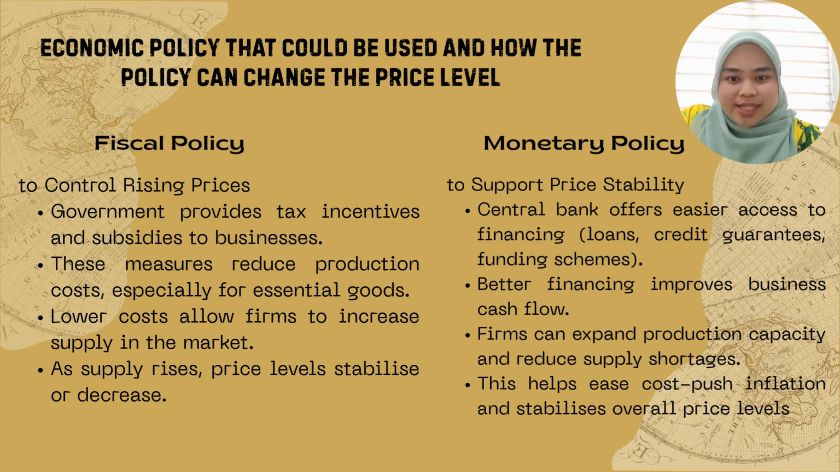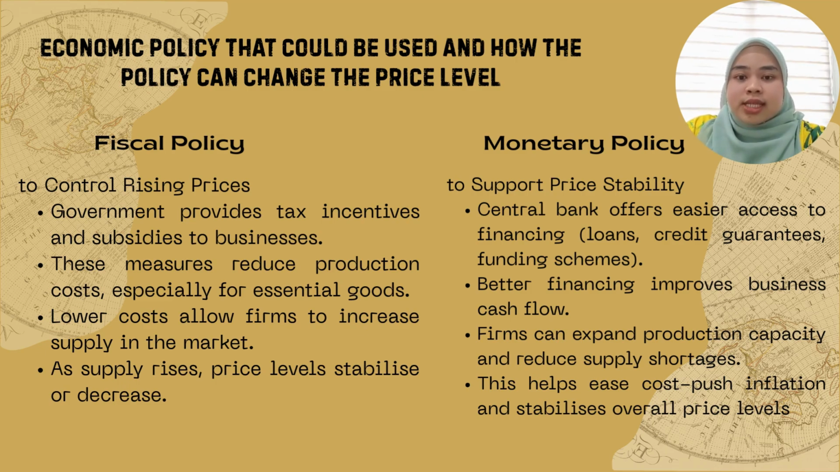Now I will explain how the government can use fiscal and monetary policy to control price increases. First, under fiscal policy, the government can introduce measures such as tax incentives, subsidies, and support for essential goods. This action helps reduce the cost of production for businesses. When businesses face lower costs, they can produce more goods. This increase in supply helps stabilize and even reduce the overall price level in the market.